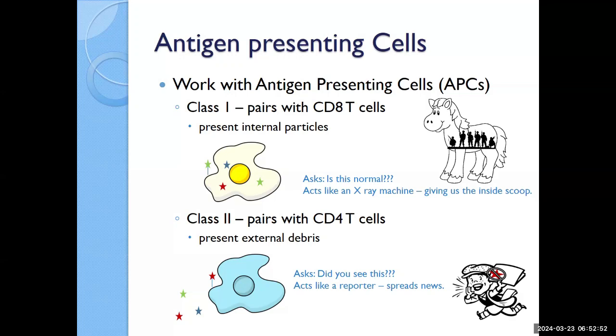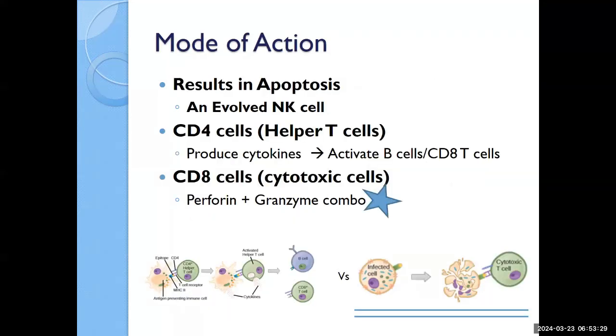A good way to remember the pairings is to think in multiples of 8. 8 times 1 is 8, and 4 times 2 is 8. CD8 T cells pair with MHC class I receptors, while CD4 T cells bind with MHC class II receptors. The result of T cell stimulation is apoptosis. Again, they are essentially an evolved natural killer cell. The CD4 cells, however, will move on to activate other B cells and other T cells, and therefore that's why they get their name as helper T cells.